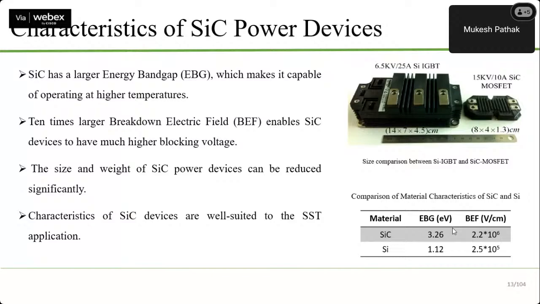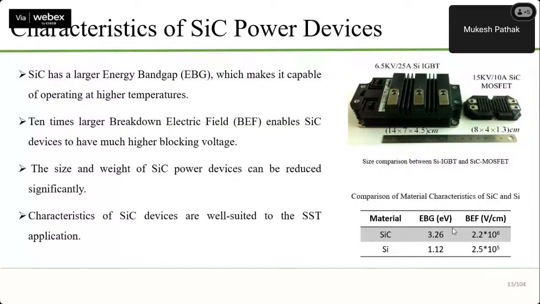So SiC devices offer a better solution because SiC has a larger energy band gap, due to which it can operate at high temperatures. Even if the losses are more, they can operate at high temperature, so you don't need to manage the temperature to that extent. But even if high temperature is acceptable, higher losses would cause efficiency to come down.